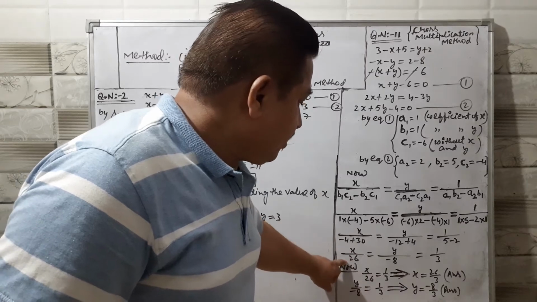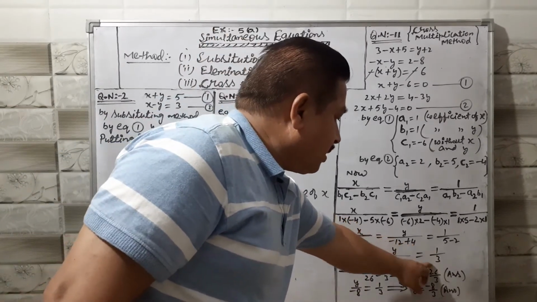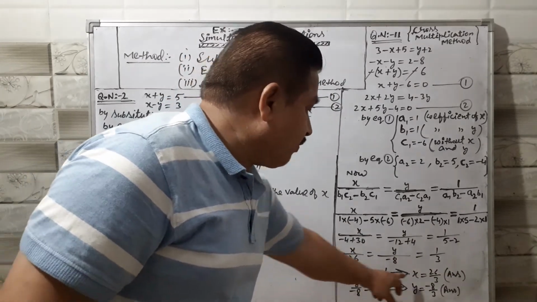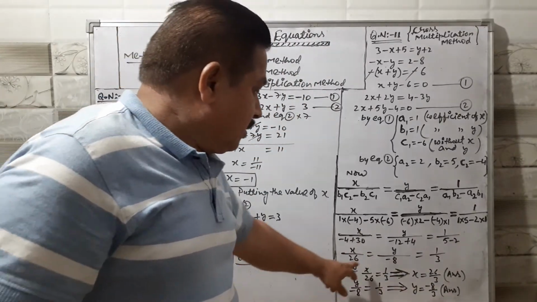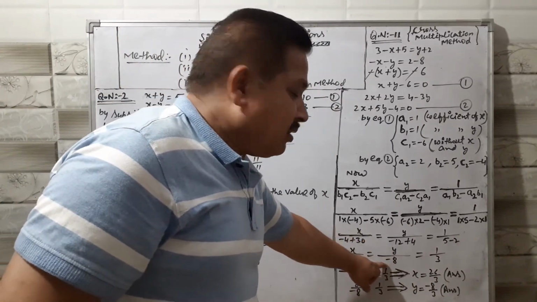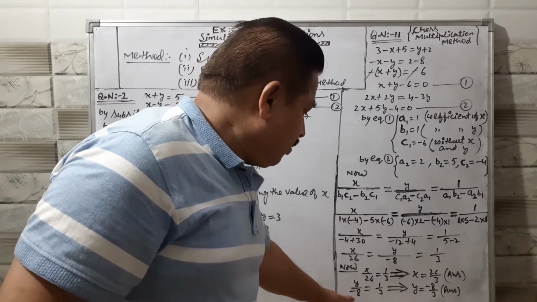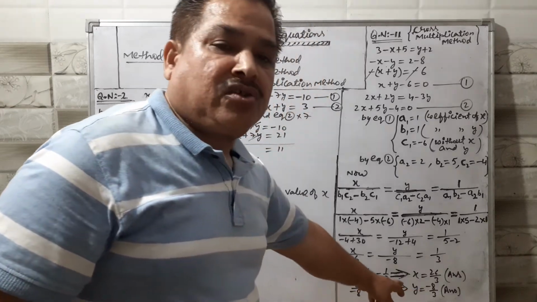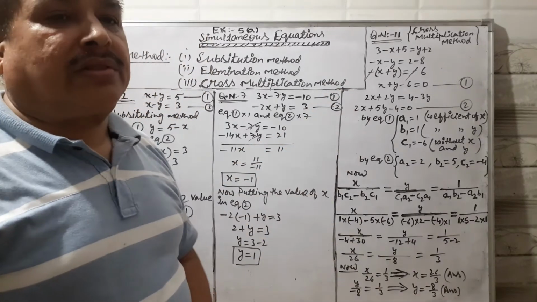So x upon 26, I am going to equate with the last fraction 1 upon 3. So x upon 26 equals 1 upon 3. So x will come 26 upon 3 by cross multiplication. Similarly, y upon minus 8 equates with 1 upon 3. y upon minus 8 equals 1 upon 3. By cross multiplication, it will come minus 8 by 3. So this is the third method.